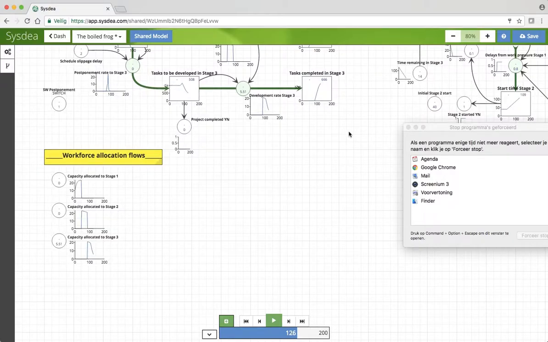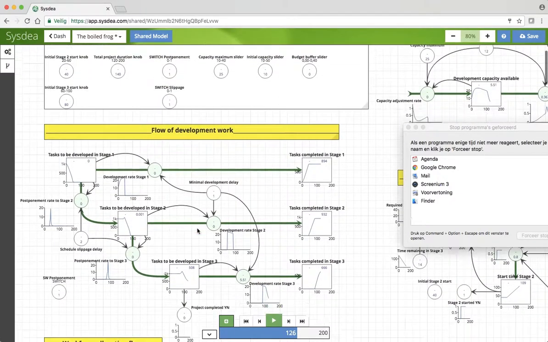This is Henk Akkermans and this is Supply Chain Dynamics Chapter 7, Sysdea Gameplay 4, Allocation of Capacity. This gameplay is really about this tiny part of the model which really connects a number of other sections. It's really about calculating how much capacity is dedicated to one particular stage.